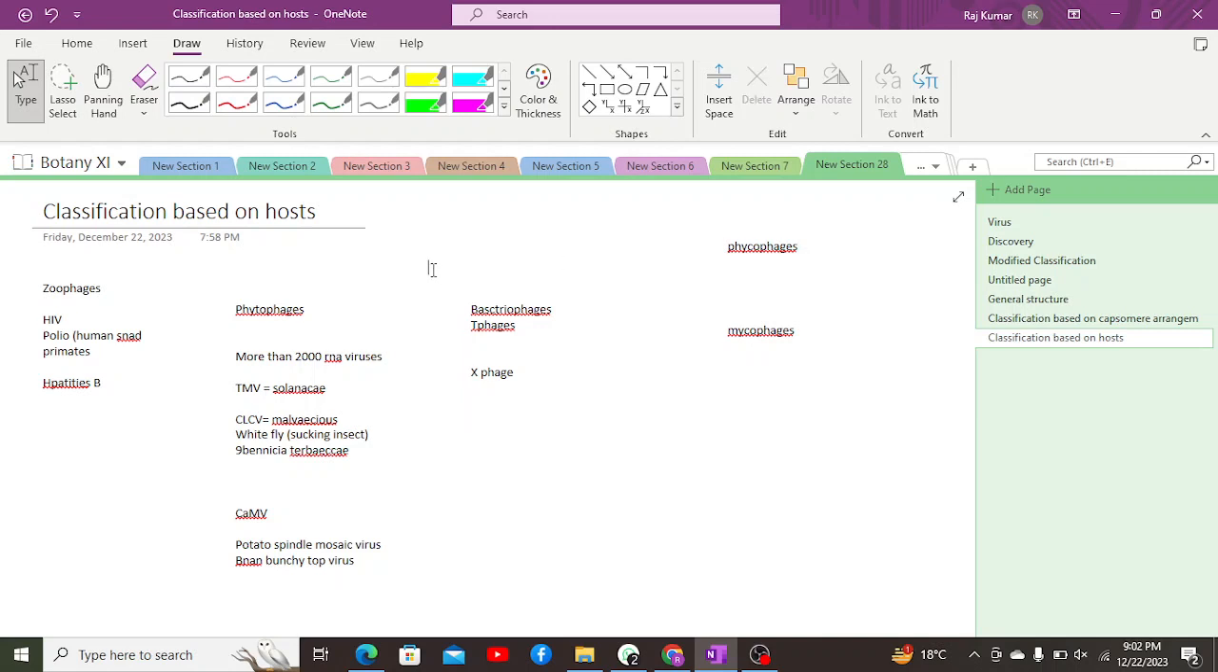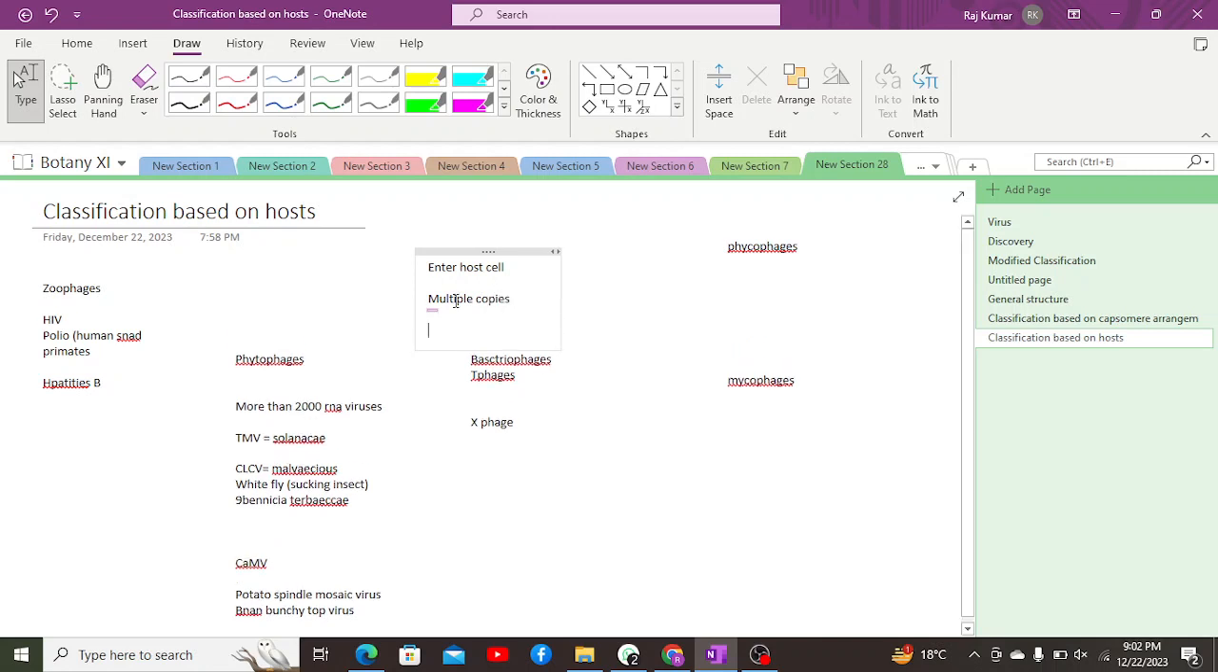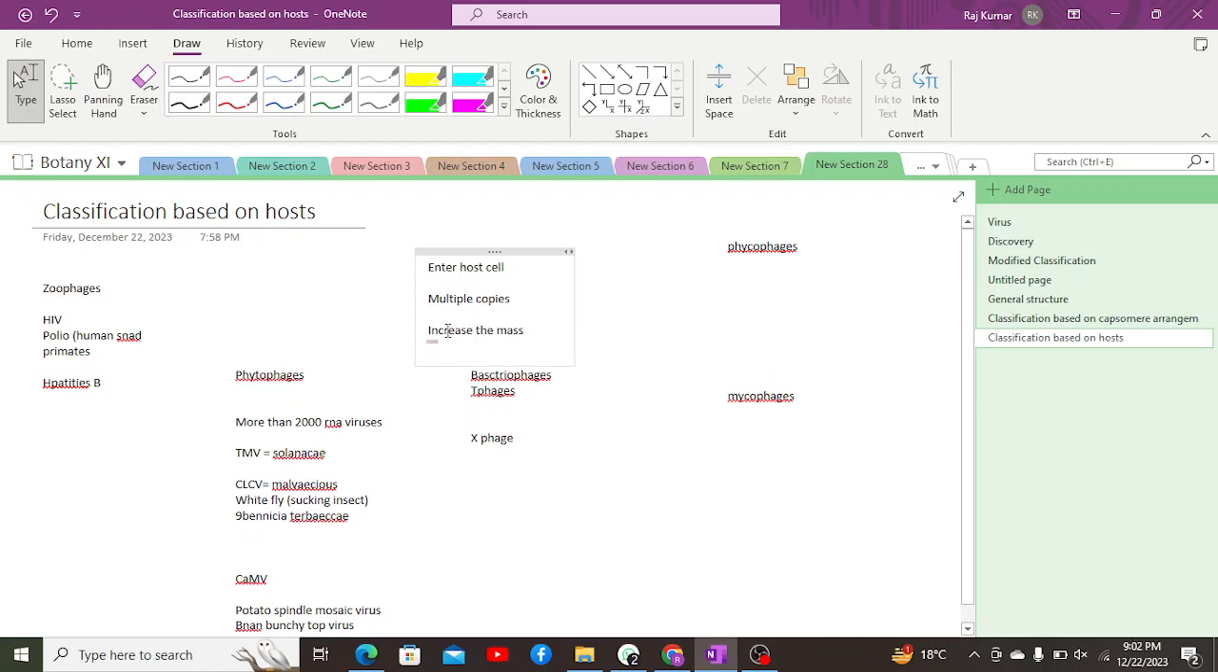One more thing: viruses enter the host cell. When viruses enter the host cell, they create multiple copies utilizing the metabolic machinery of the host cell. As they create multiple copies, the mass of the cell increases, and as the mass increases, the specific gravity of the cell increases.